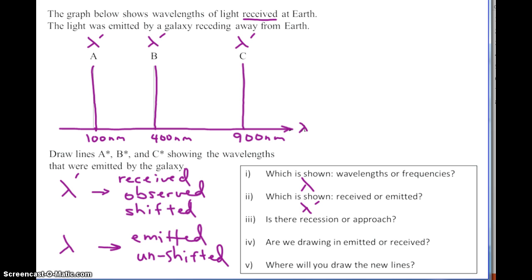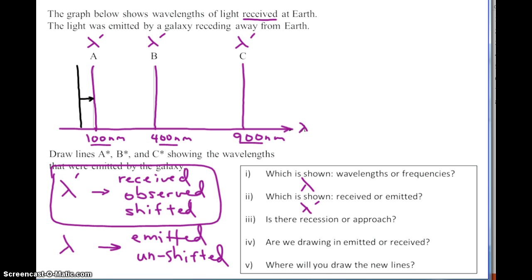So what we're looking at in the graph, the three lines A, B, and C, those are the wavelengths that you see in your telescope. Those are the observed shifted values. If they're shifted, then they didn't start out at those values. They weren't originally 100, 400, 900. Either they started out at a lower wavelength and they were shifted up, or they started at a higher one and they were shifted down. The way we figure out which occurred is by looking at the next question.